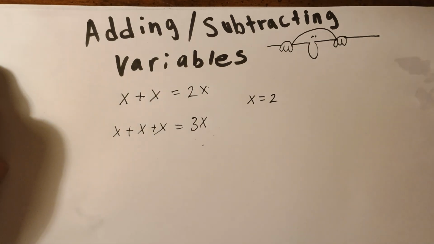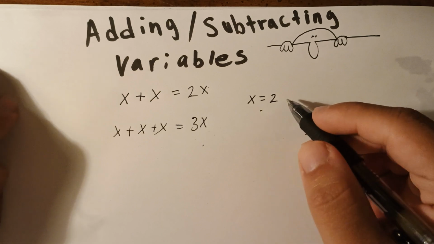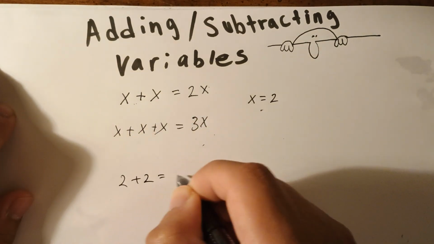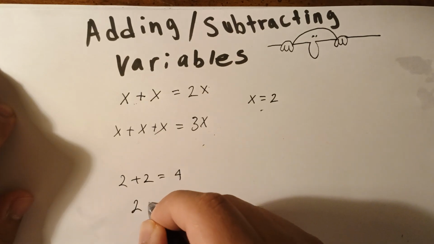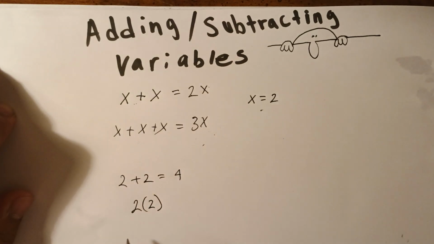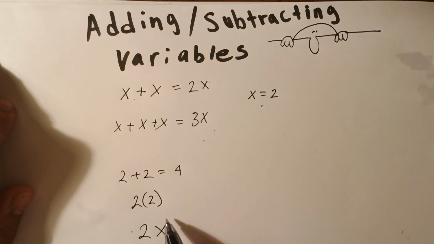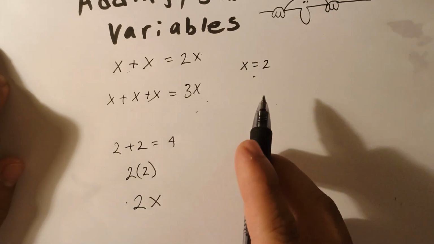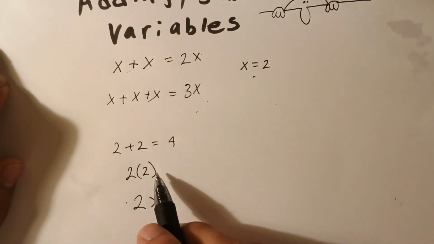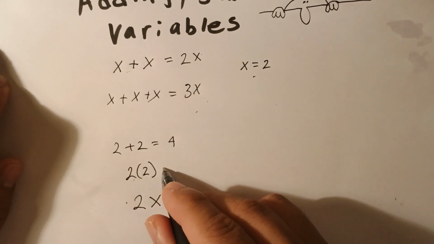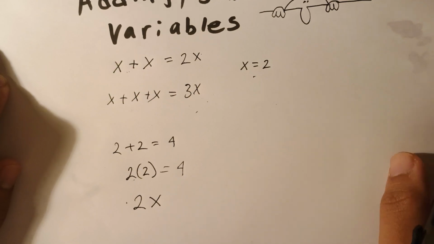Anyways, if I had made x equal 2, then this one would be 2 plus 2, which is 4, which is the same as 2 in parentheses. This also means multiplication. I'm just replacing x with the 2, so I put it in parentheses and multiply it, so 2 times 2 is just 4.